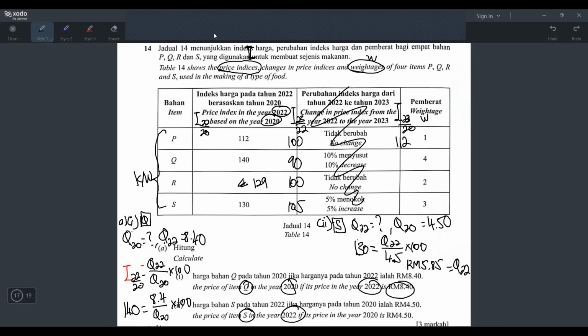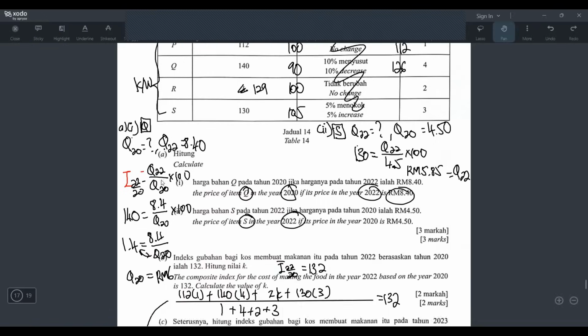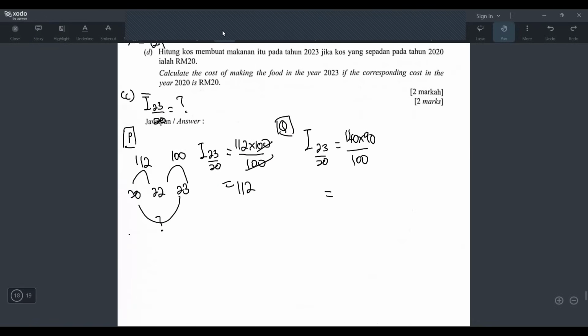Let's press. I get 126, right? So you write 126 here. And then the next one also lah. The next one is 129 times 100 divide 100. But we have to show it in our working, right? So this one is 126.